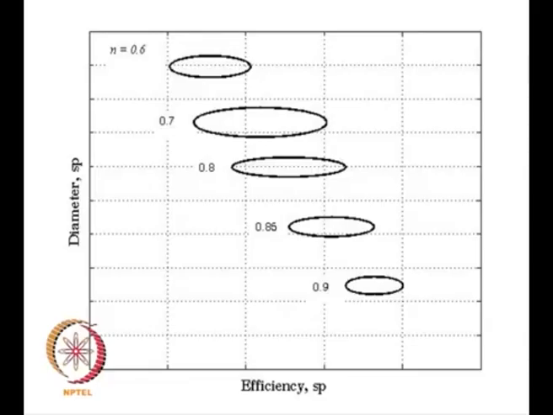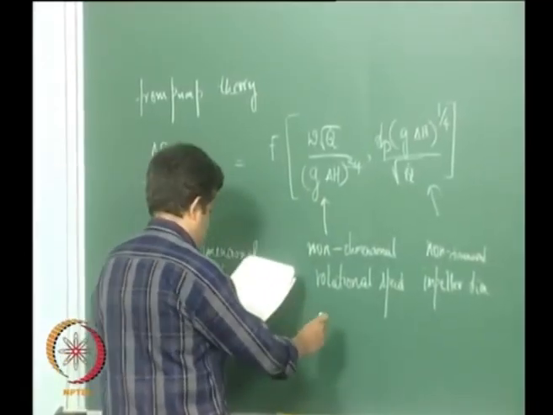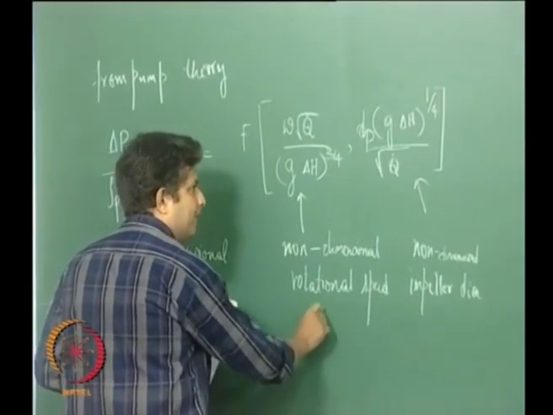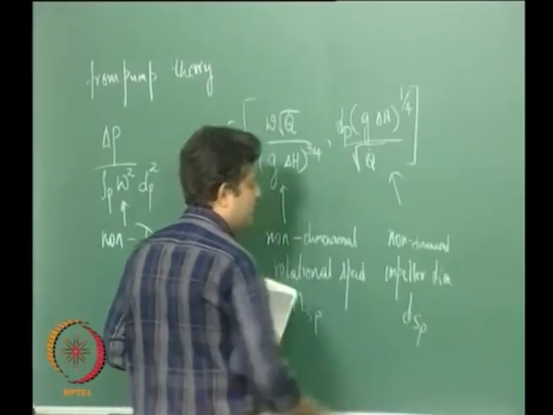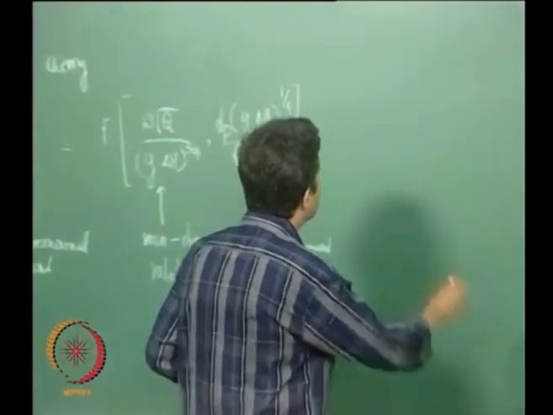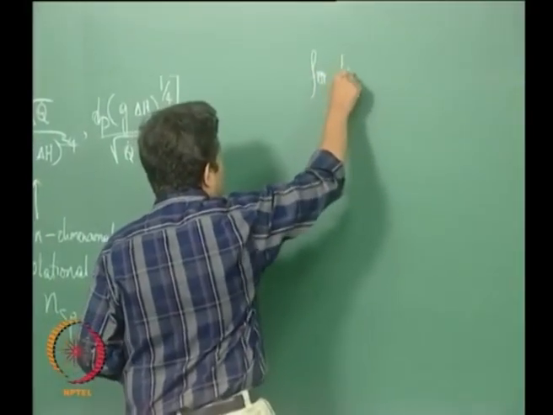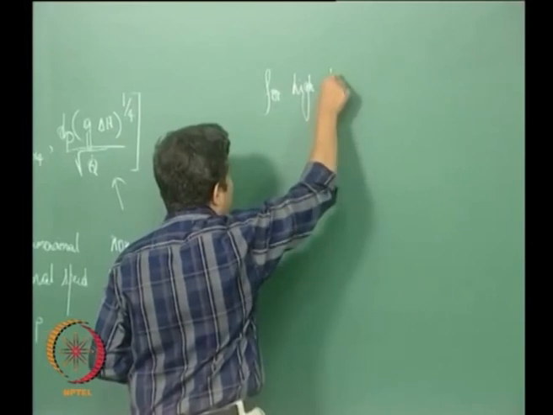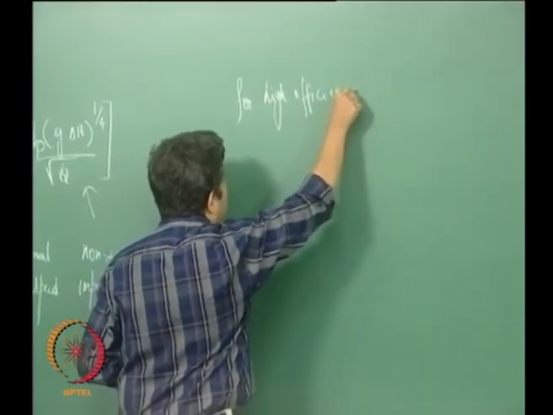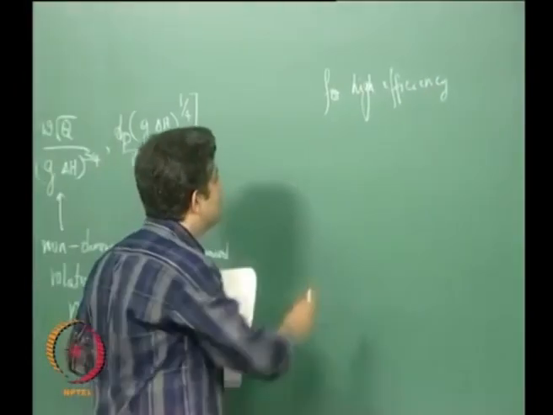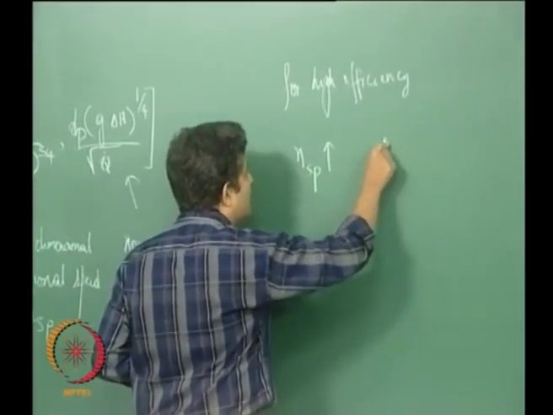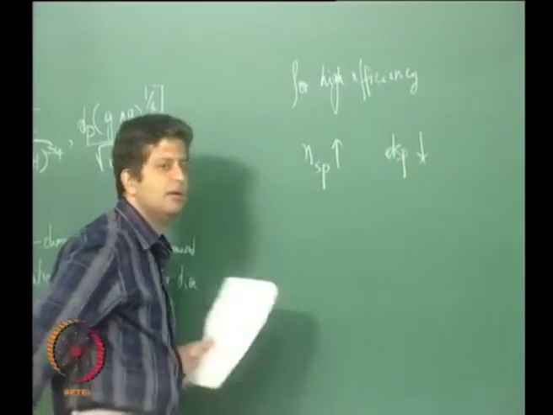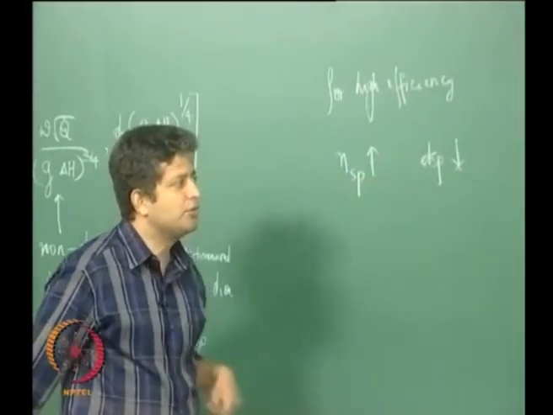Okay. So this is NSP, and this is DSP. So for high efficiency, NSP needs to be large and DSP needs to be as low as possible. So then you will get to very high efficiency.